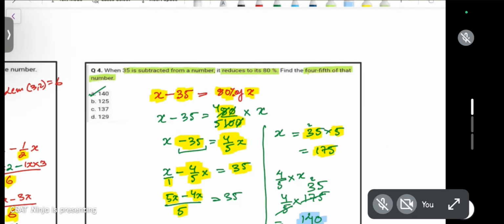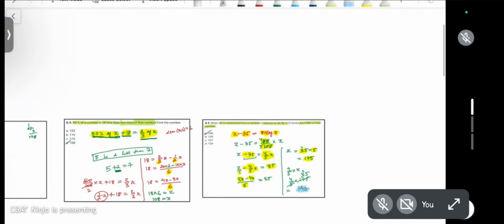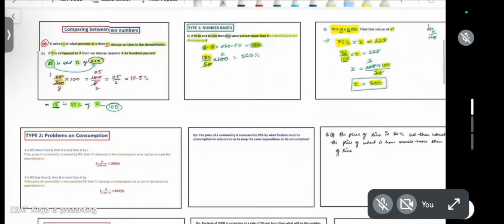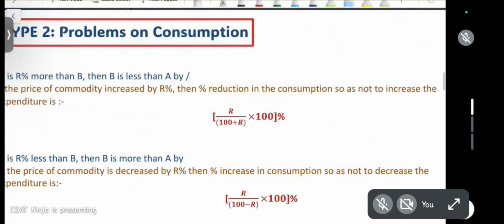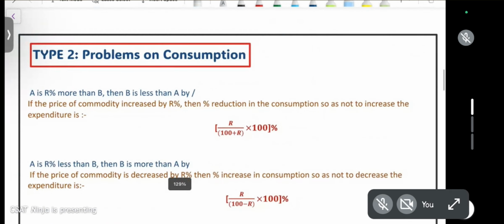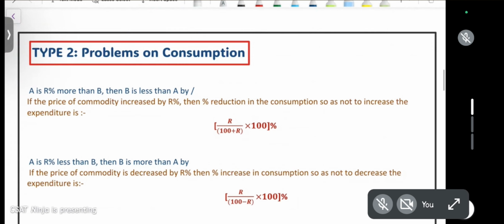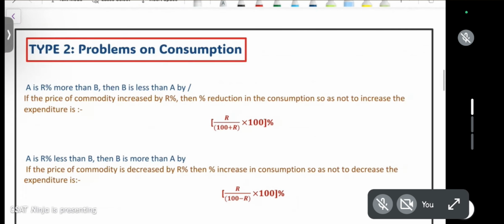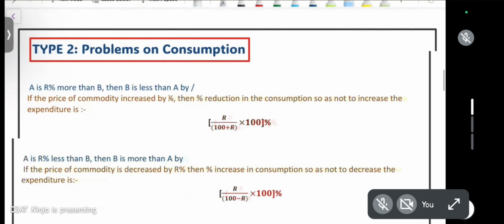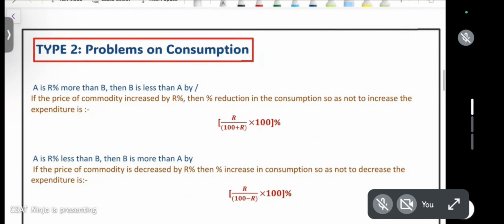Okay, that is number based. So let's go to next, which is based on consumption. This question is NPSC's favorite question. There are lots of questions in PYQs. Actually, because of shortage of time, I couldn't get many PYQs, but I have some questions. So let's try those questions at last.